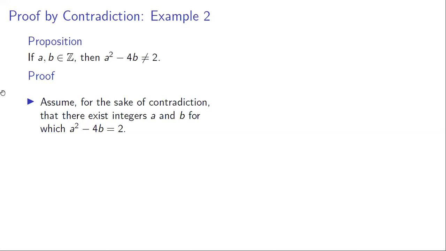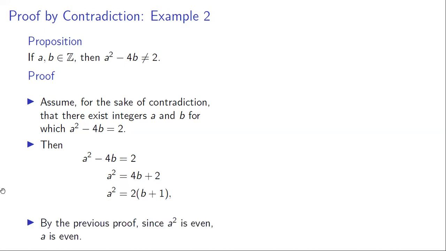Okay. Now, if we have integers a and b for which a squared minus 4b equals 2, then a squared minus 4b equals 2, which means I can add 4b to both sides. So I have a squared equals 4b plus 2, which shows me that a squared is even, because a squared is equal to 2 times (2b plus 1), so a squared has to be even.